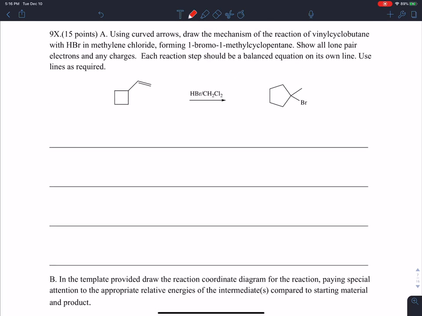Alright, next question is your first mechanism question. Just looking at it, I can see that this was a ring expansion with HBr. So the way this looks like is something like this.